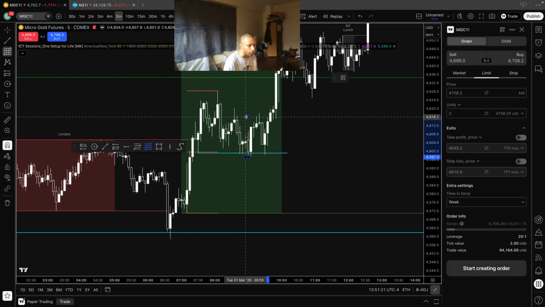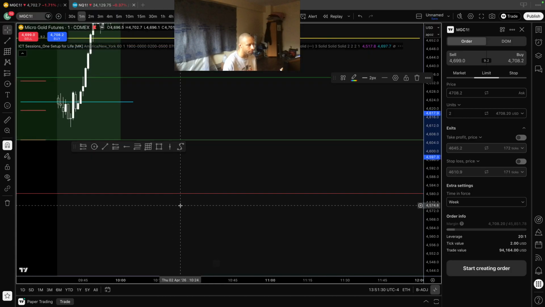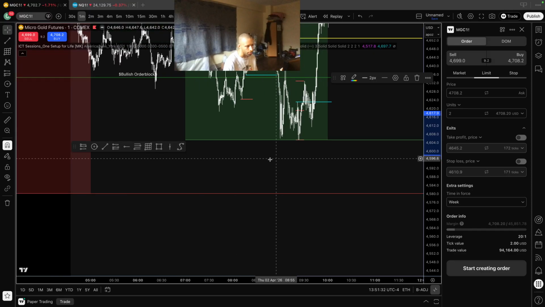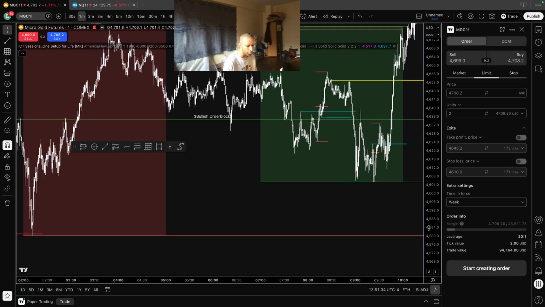So boom, regardless, if we think that that's too much of a displaced range, the thing is, once we enter on the 1-minute market structure shift, our stop loss is going to be under this low, regardless. Or it's going to be under this low, depending on which one we took. What are we going, 1 minute now? We're going to the 1 minute.